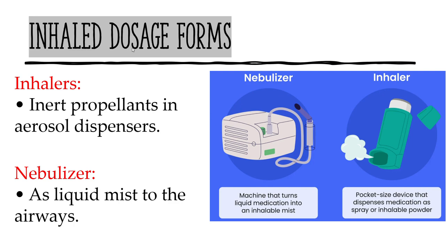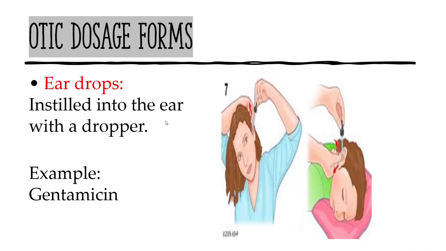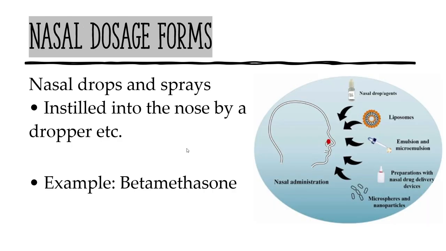If we talk about the inhaled dosage forms, we use inhalers and nebulizers. Nebulizers are machines that turn the liquid medication into an inhalable mist, while inhalers are pocket-sized devices that dispense medication as spray or inhalable powder. Then there are ophthalmic dosage forms like drops and eye ointment, and then otic dosage forms like ear drops that are instilled into the ear with a dropper, like the antibiotic gentamicin.